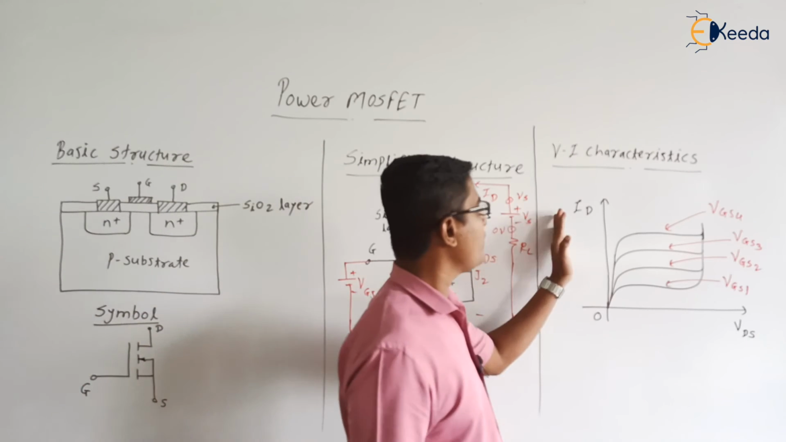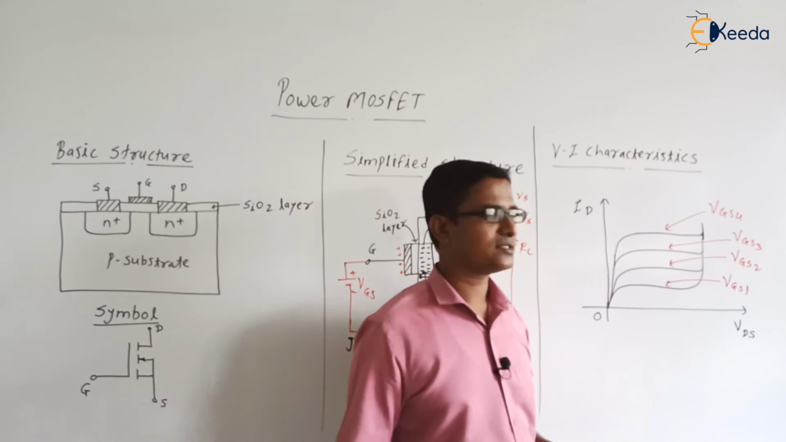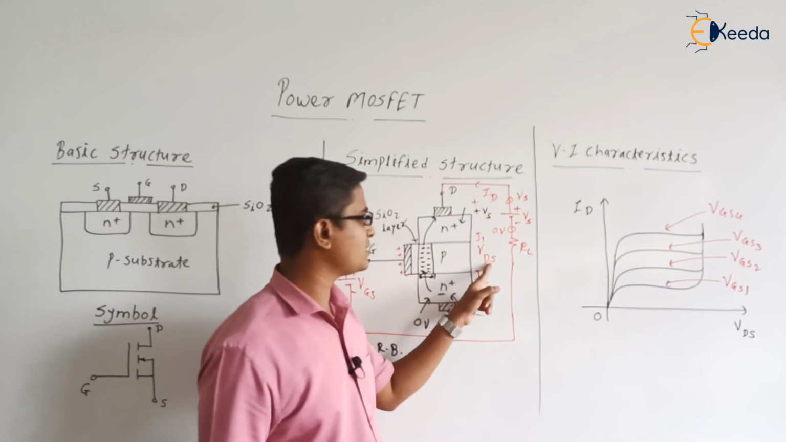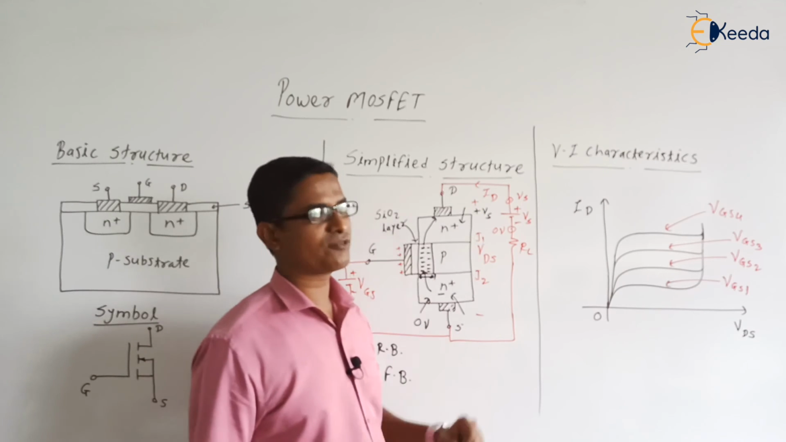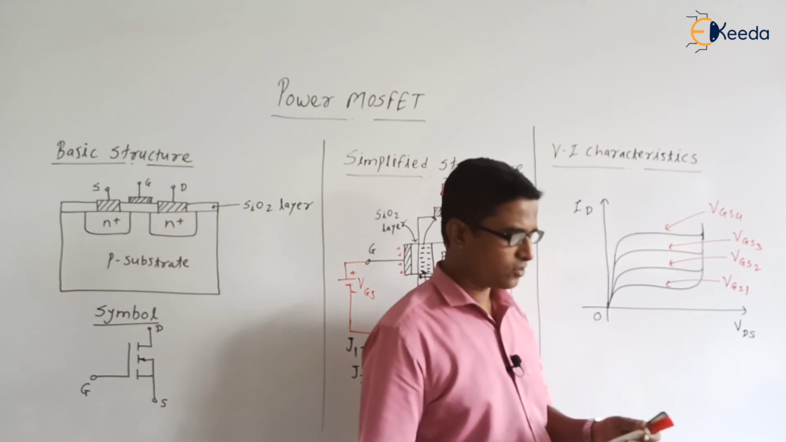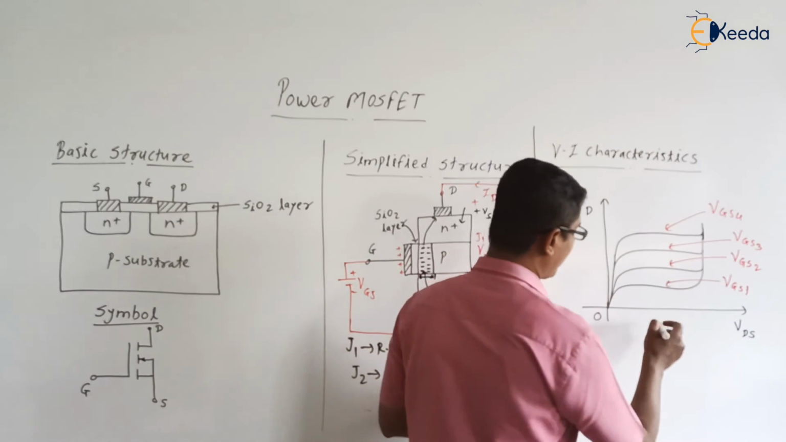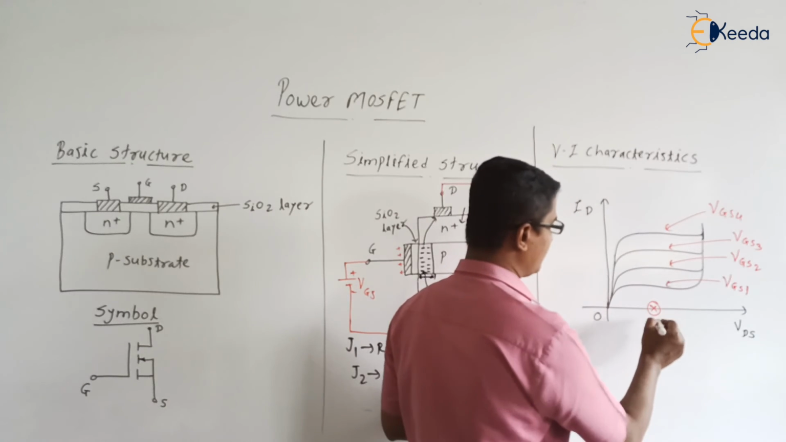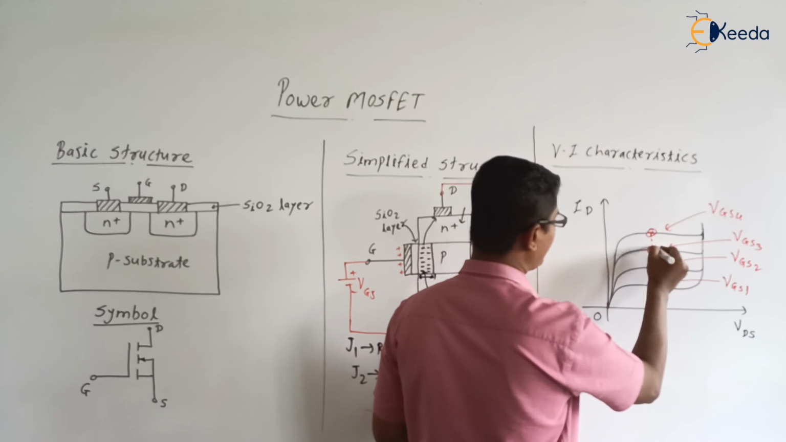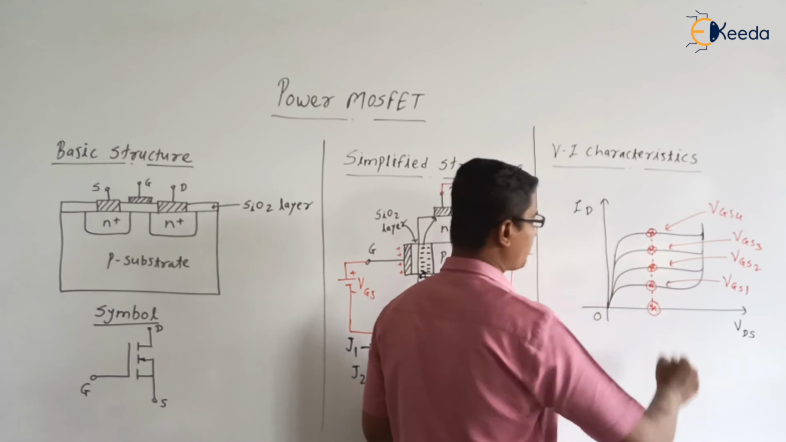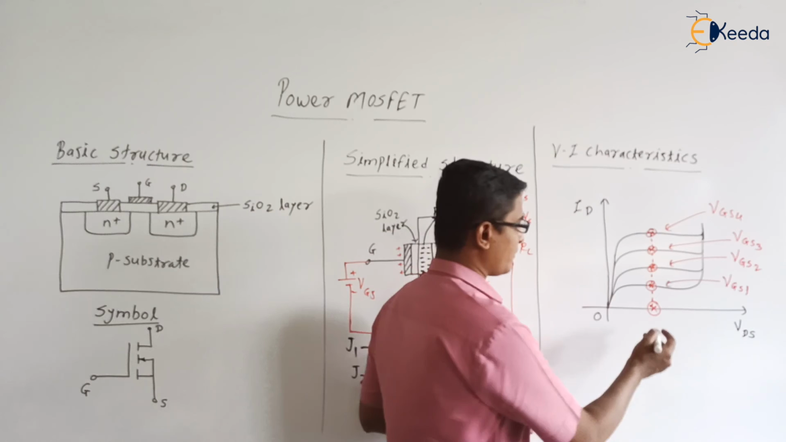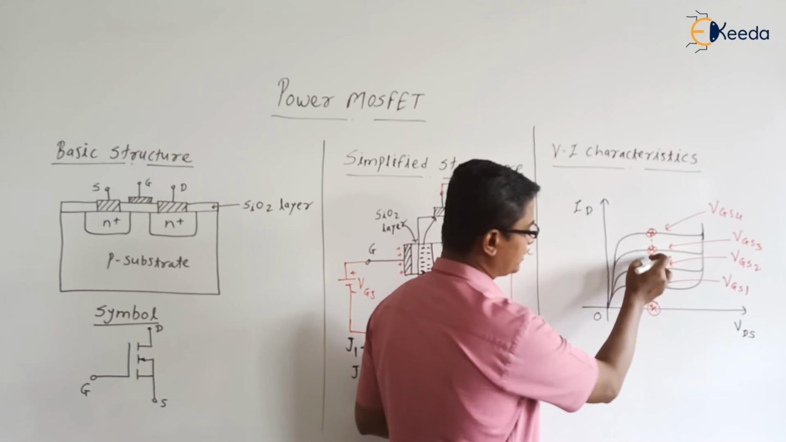Next, the VI characteristic of MOSFET. It is a plot between VDS versus ID. VDS is the voltage across the device, and ID is the current flowing through the device. This is the nature of the VI characteristic of the MOSFET. If you check, for the same VDS, if we take the projection on the VI characteristic, it will cut the first curve here, then the second curve, third curve, and fourth curve.